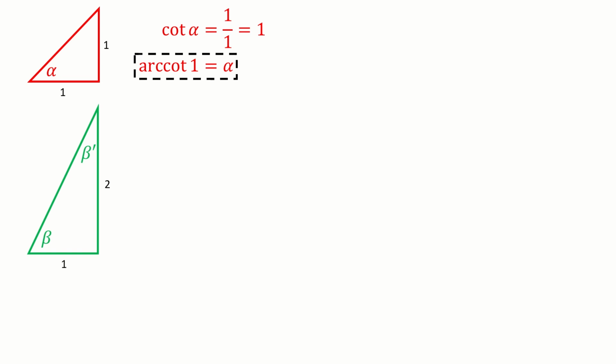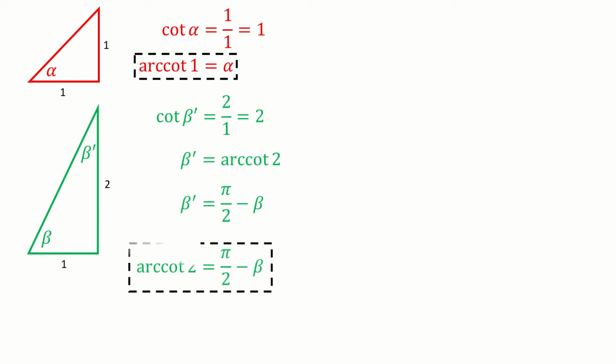Then for this green triangle, we got cotangent beta prime equals 2 over 1, which is adjacent over opposite, which equals 2. So beta prime equals arccotangent 2. And also we know beta prime equals half pi minus beta. So from these two equations, we can derive the relation here. Arccotangent 2 equals half pi minus beta.